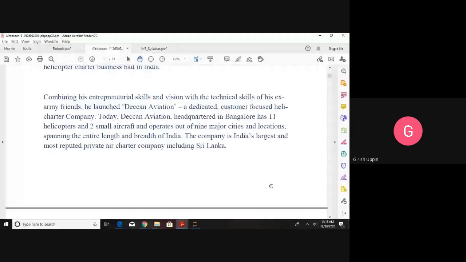Using the technical skills of his ex-army friends, he started the heli charter company. Okay, the headquarters is in Bangalore. By 2008, it had around 11 helicopters and two small aircraft, and their operations spanned many major cities in India. They started with the major cities in India, and also moved their operations into other countries like Sri Lanka.